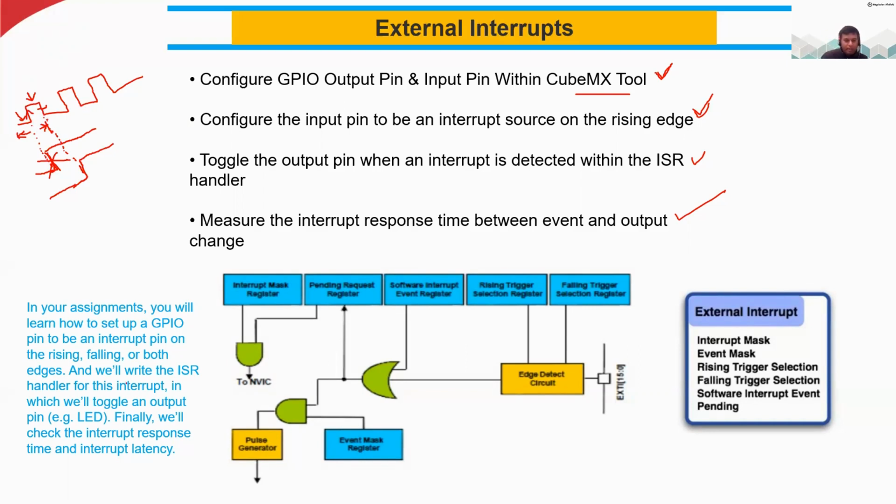And of course, we will write the ISR handler for this interrupt, in which we will toggle an output pin. If you did the first assignment, you should already know these things. You will toggle the pin, so the LED will change its status. Sometimes it will be on, sometimes it will be off, and you can set up the delay, how long it should be on and off.